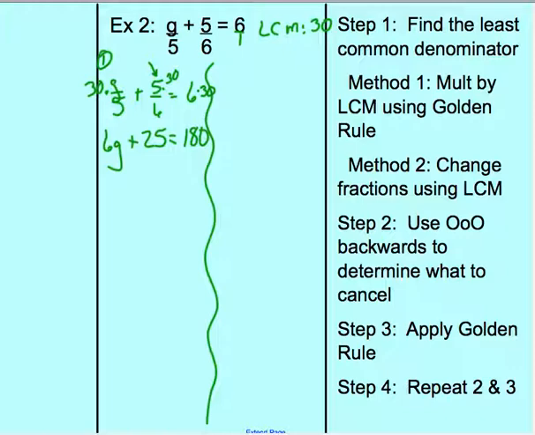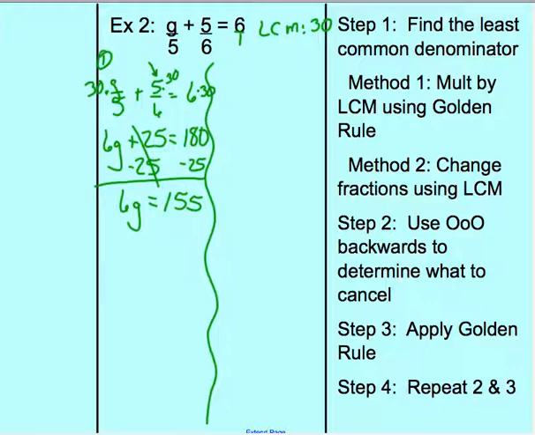So jumping to step 2, use order of operations backwards to determine what to cancel. I'm going to cancel my 25 by subtracting. Remember, on the side of the variable, you just cancel. Don't think about performing that operation. Leaving us with 6g. 180 minus 25 is 155. So that I applied the golden rule.